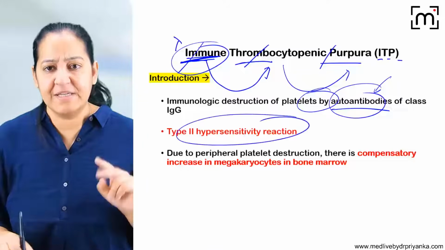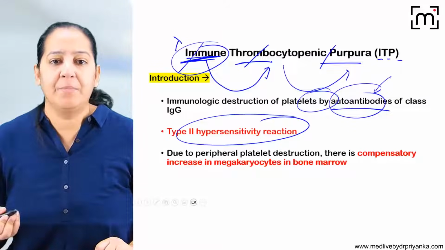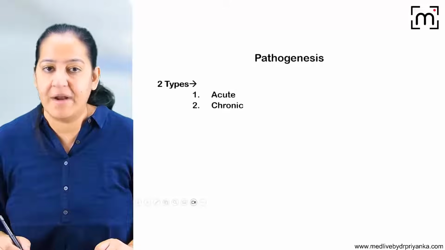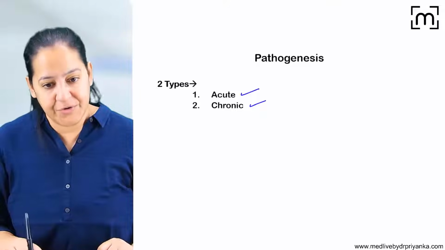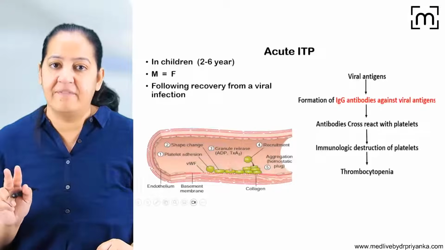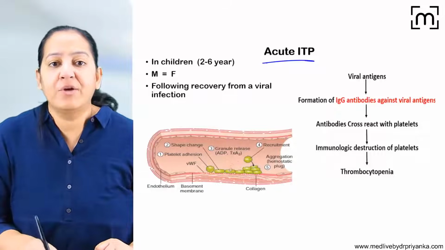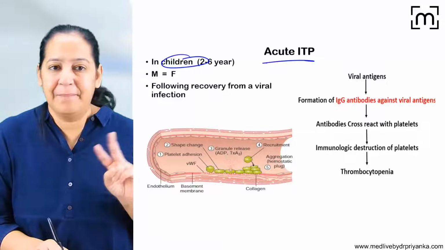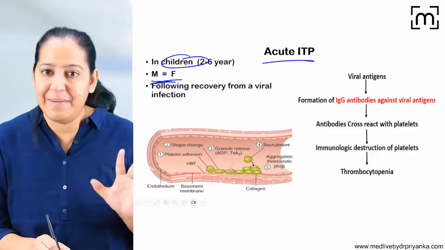It's a type 2 hypersensitivity reaction. Here, the autoantibodies are formed. Let me explain to you how the autoantibodies are formed. It is of two types, acute and chronic. So we will be discussing the two one by one. Let's start with acute. Acute occurs in children. It is the same in males and females. The incidence is the same in male and female.